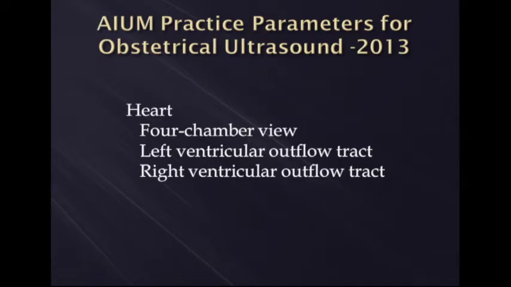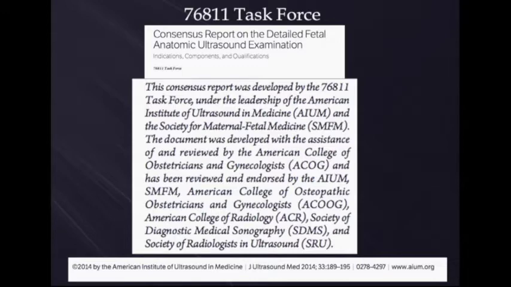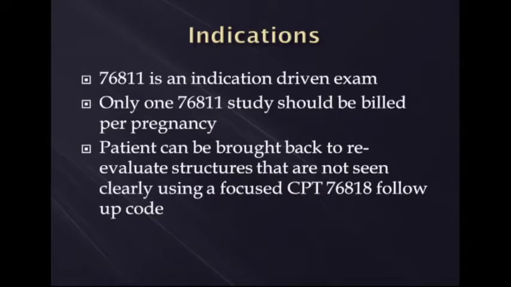So ACR, AIUM, ACOG, they all have very similar guidelines for practice parameters for obstetrical ultrasound, including looking at the four-chamber view of the heart, looking at the left and the right ventricular outflow tract. However, there was a task force formed, and they had the results of the task force published in the Journal of Ultrasound in Medicine in 2014. They called themselves the 76811 Task Force.